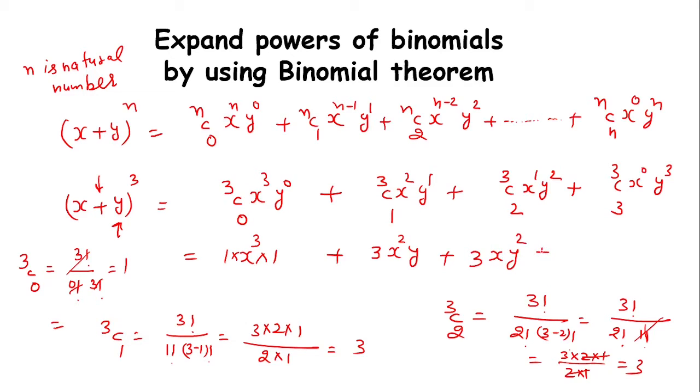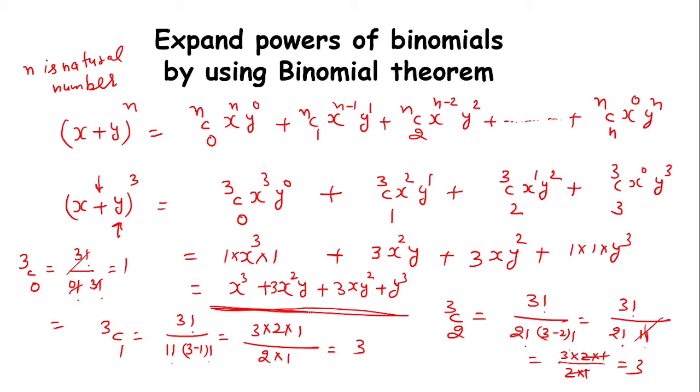3xy squared. 3c3, if you simplify this value, you will get again 1, times x power 0 is 1, and y cube. So the final answer is x cube plus 3 times x square y plus 3xy squared plus y cube. This is the answer. This is the expansion for x plus y whole cube.